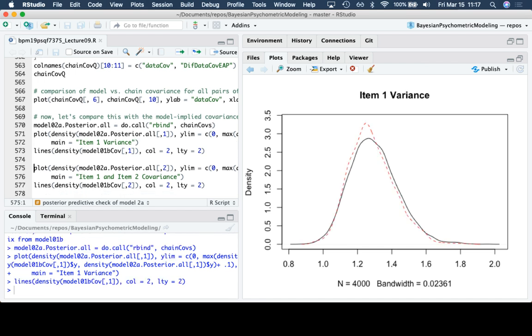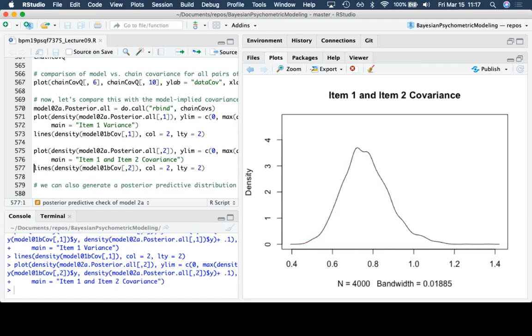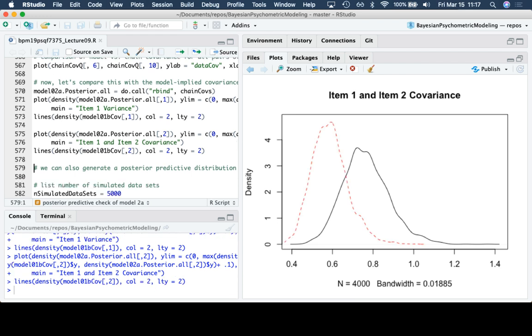This right here is the density, the black line, from our saturated model. The red dashed line is from the CFA model we just did. But that's a variance, and we should be pretty close to a variance based on what the model is. Where we think it's a little more likely where it happens to be, but otherwise not too bad, right? This is the covariance between item 1 and 2 from our posterior distribution of our saturated model and of our CFA model.